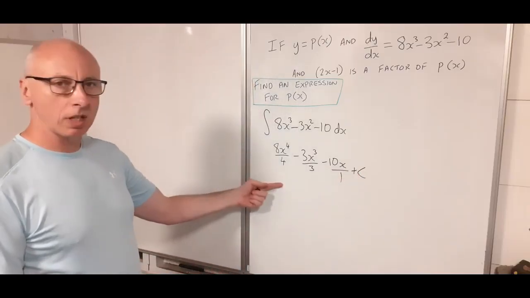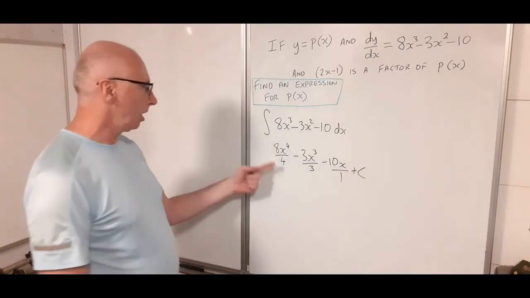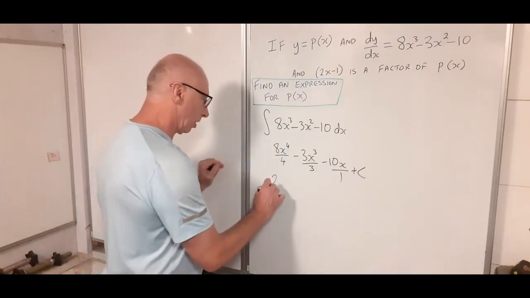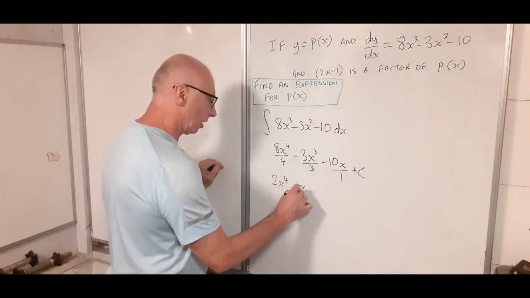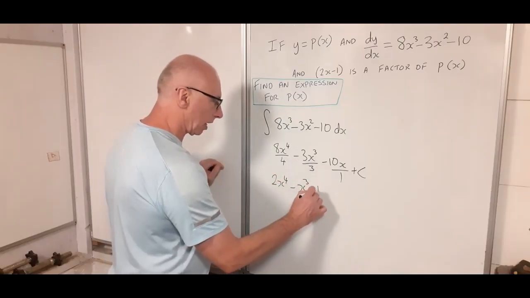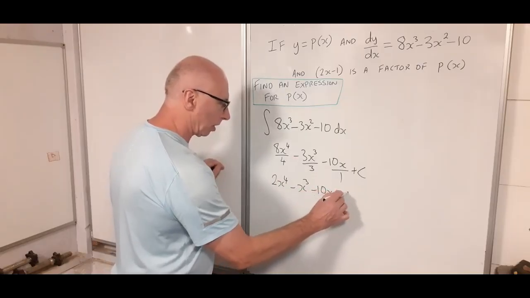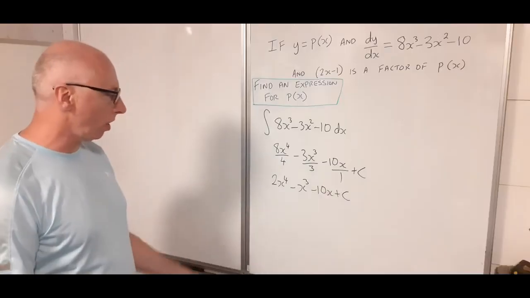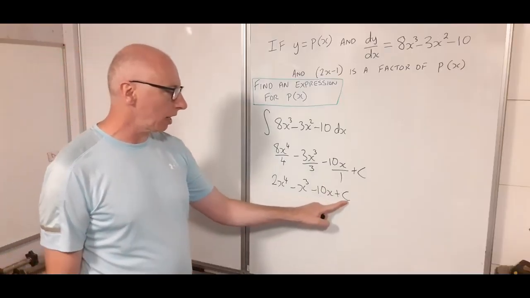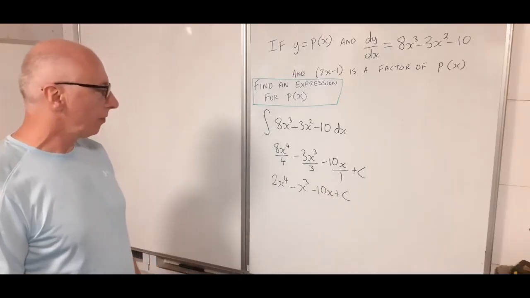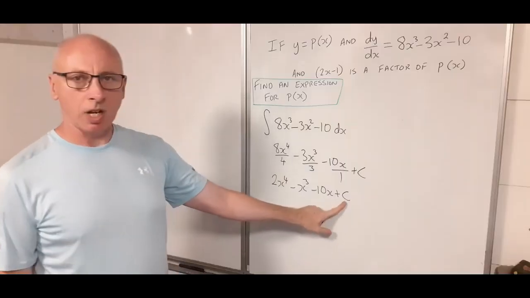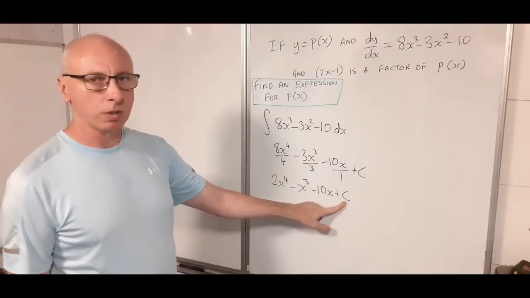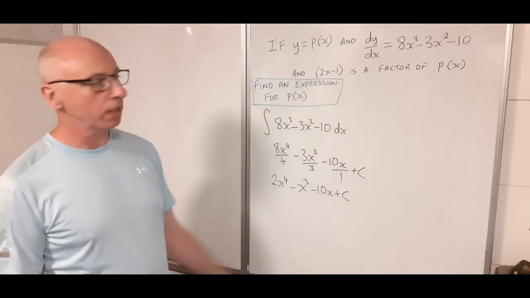So now we need to just simplify this a little bit. 8 over 4 is 2. 3 over 3 is just 1, then minus 10x, and then plus c. So that's what we've got there: 2x to the 4 minus x cubed minus 10x plus c. Okay, now to find an expression for p of x, we're kind of on the way, but that's not the final result. We know that 2x minus 1 is a factor.